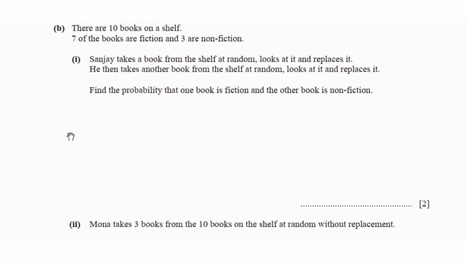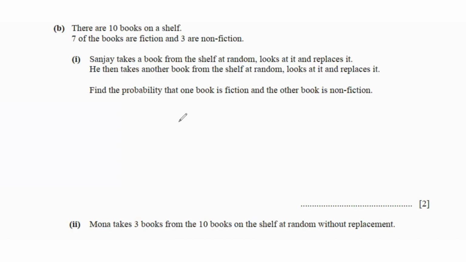Part B says there are 10 books on a shelf. 7 of the books are fiction and 3 are non-fiction. Sanjay takes a book from the shelf at random, looks at it and replaces it. He then takes another book from the shelf at random, looks at it and replaces it again. Find the probability that one of the books is fiction.